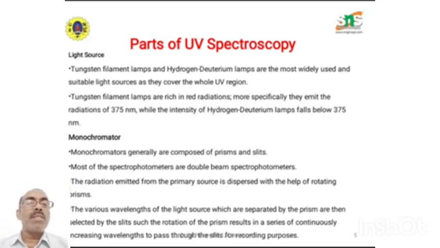The monochromators generally are composed of prism and slits. Most of the spectrophotometers are double beam spectrophotometers. The radiations emitted from the primary source are dispersed with the help of the rotating prisms. The various wavelengths of the light source, which are separated by the prism, are then selected by the slits.